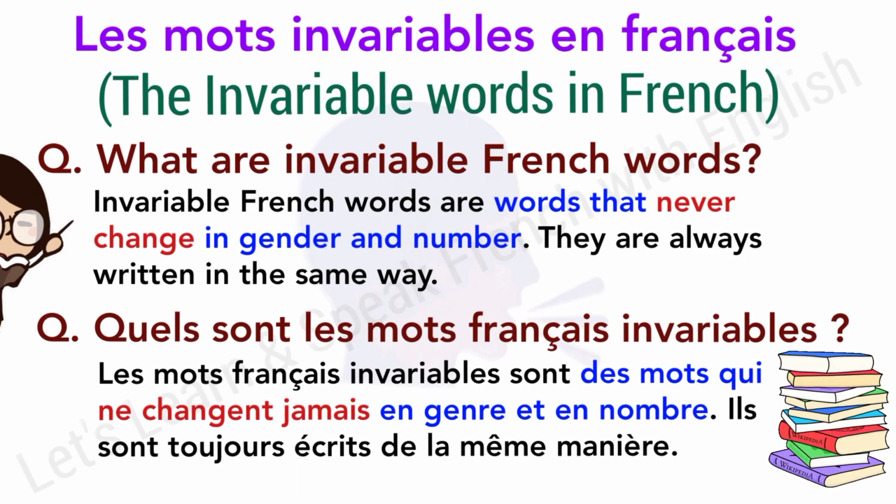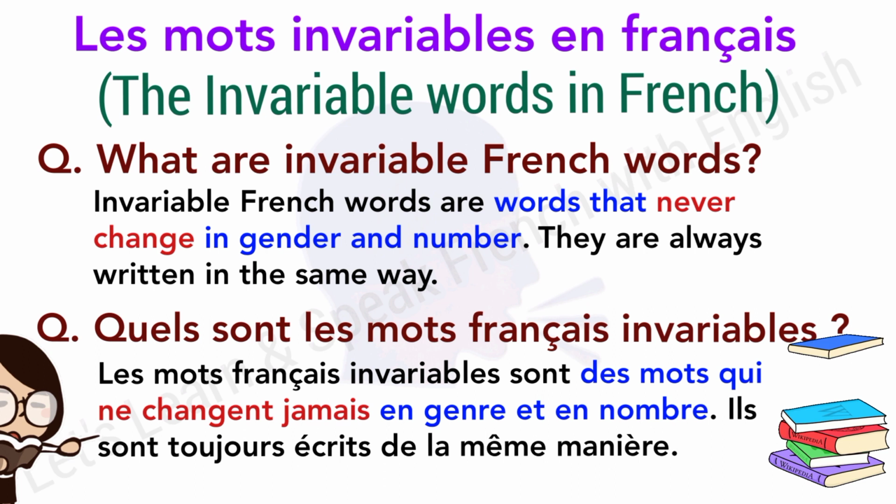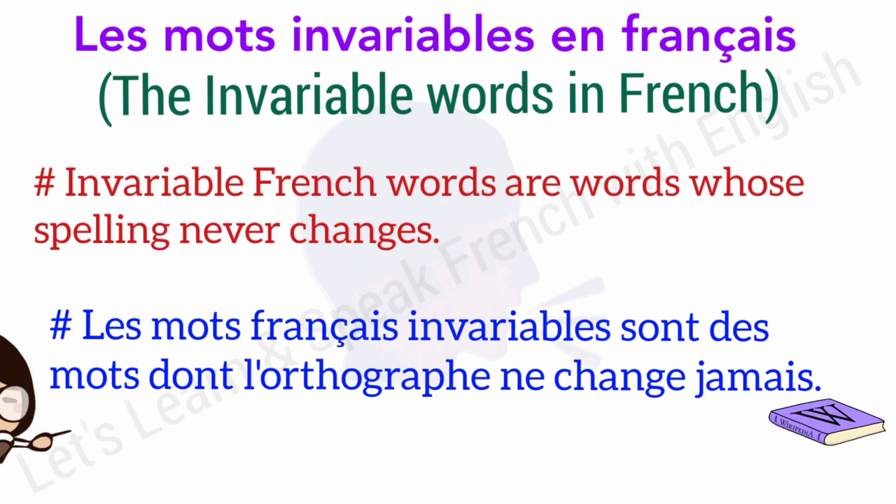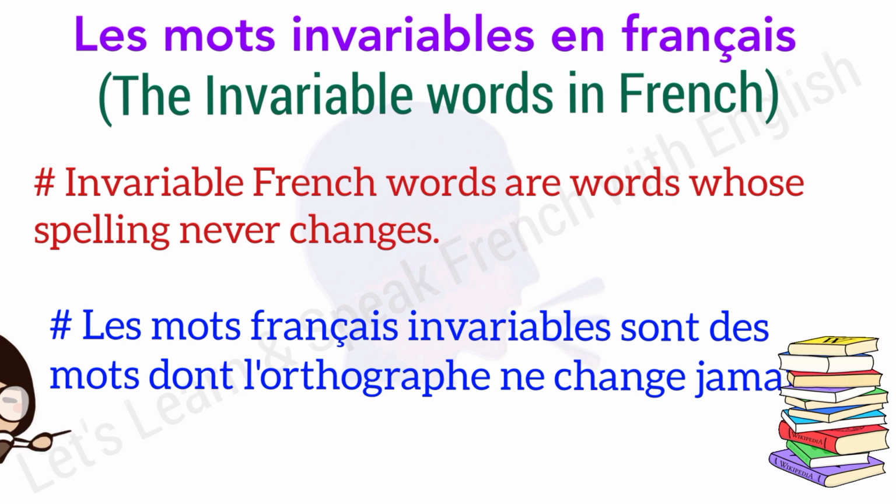Now, have a look at the definition of invariable French words. What are invariable French words? Invariable French words are words that never change in gender and number. They are always written in the same way. Quels sont les mots français invariables? Les mots français invariables sont des mots qui ne changent jamais en genre et en nombre. Ils sont toujours écrits de la même manière. Invariable French words are words whose spelling never changes. Les mots français invariables sont des mots dont l'orthographe ne change jamais.